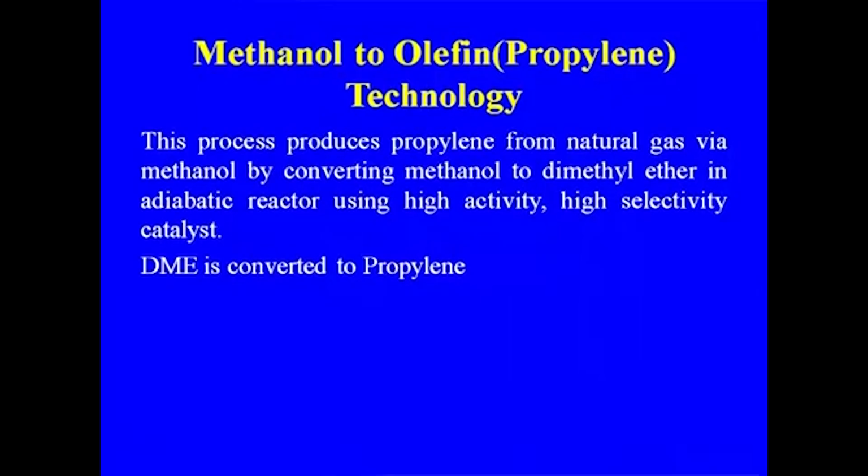Then I already discussed the methanol to olefin technology during the DOP process. The process produces propylene from natural gas via methanol by converting methanol to dimethyl ether. This is another process development, because dimethyl ether as such can be used in the fuel stream. So there is a lot of interest now in the manufacture of dimethyl ether, and the dimethyl ether is converted again into propylene in this process. So, this is the process technology that is available.